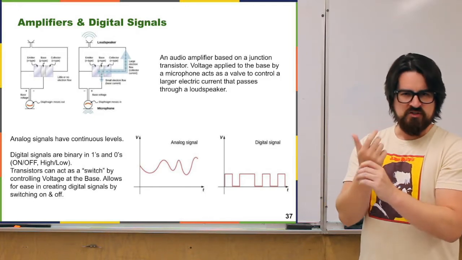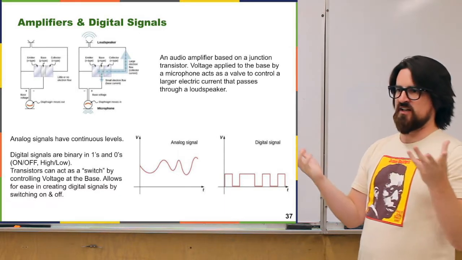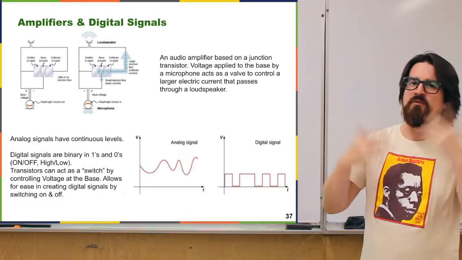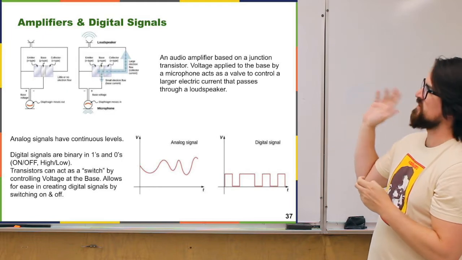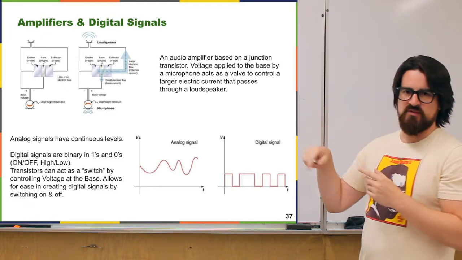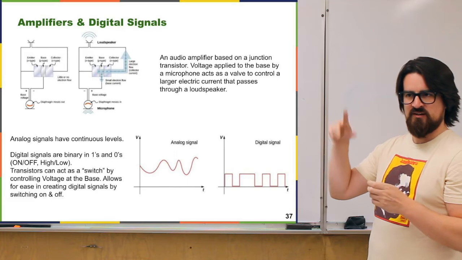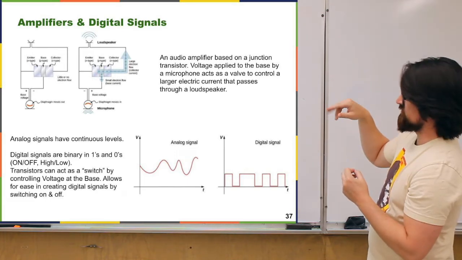That current is usually fairly small. In order to actually project that current or do something useful with it, you need to amplify it. And by using a transistor, that tiny current can be what is controlling the base, going in and out of the base. And that adjusts a little bit.